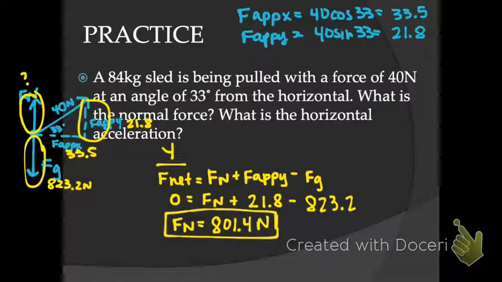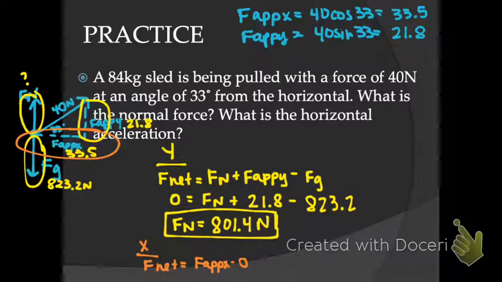All right, horizontal acceleration now. How many forces do we have in the x direction? Just one, just F applied x. It didn't say anything about friction, so F applied x is the only force in the horizontal direction. So as I start plugging that in, F net equals force applied x. And I like to go ahead and put minus 0 so I know I thought about it. There are no other forces acting.